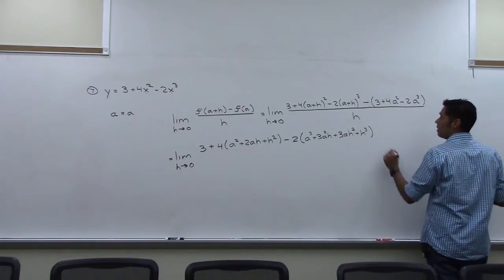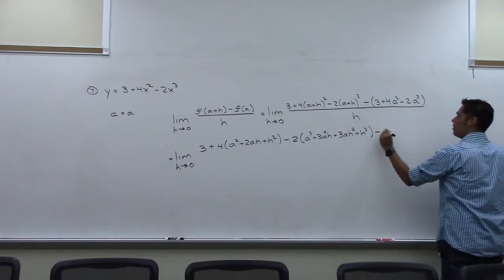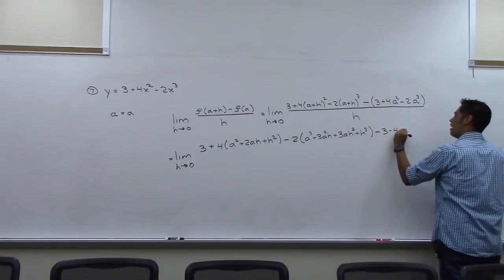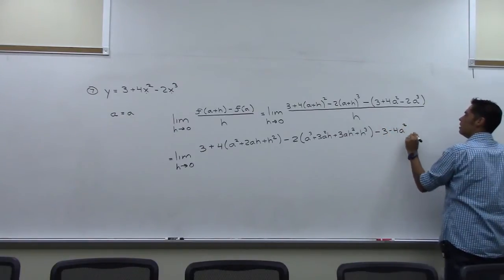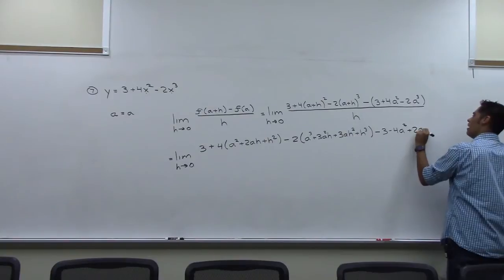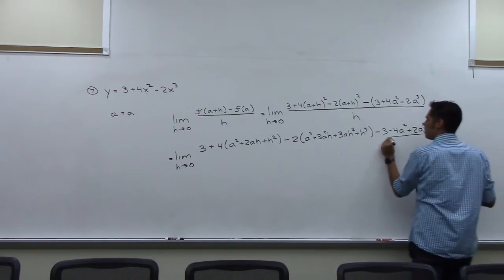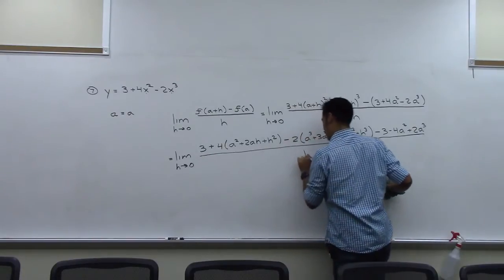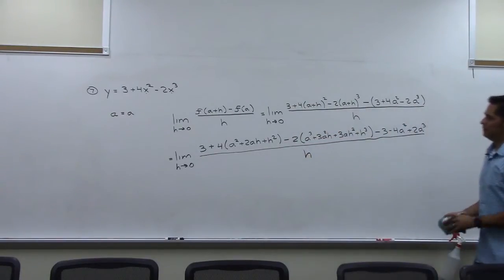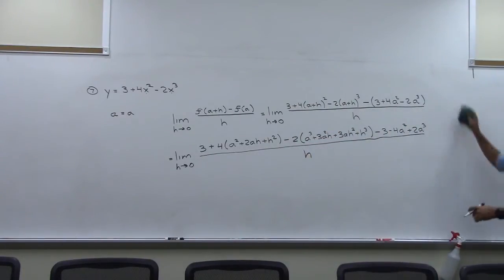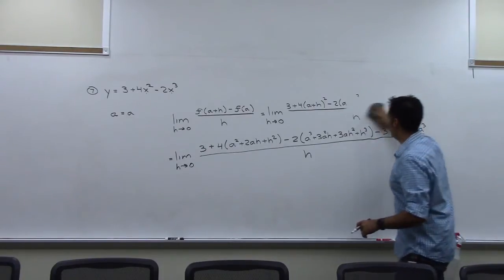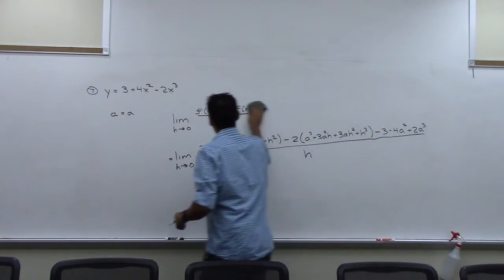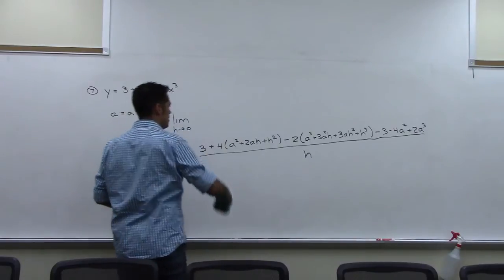And then minus, I'll distribute the minus through, minus 3 minus 4a squared plus 2a cubed. All of this over h. That looks pretty ugly. Actually, it's quite beautiful. All right, keep it going. Limit h goes to 0.